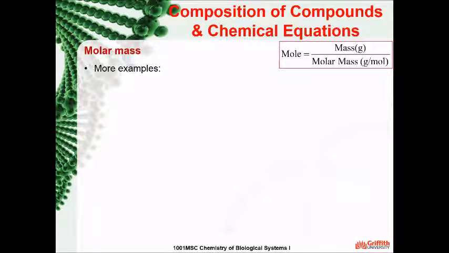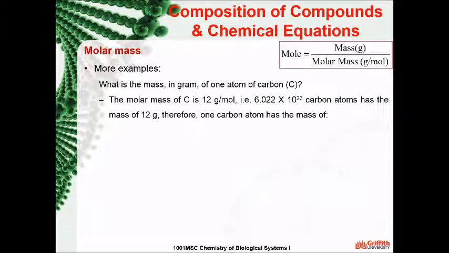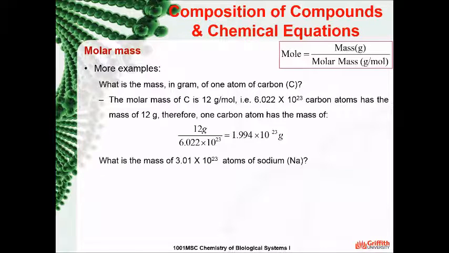Now, how can we calculate the mass of one atom of carbon? We know that the molar mass of carbon is 12 grams per mole, and that 1 mole equals 6.022 times 10 to the 23 atoms. Therefore, the mass of one atom is equal to 12 grams over 6.022 times 10 to the 23, which is equal to 1.994 times 10 to the negative 23 grams.